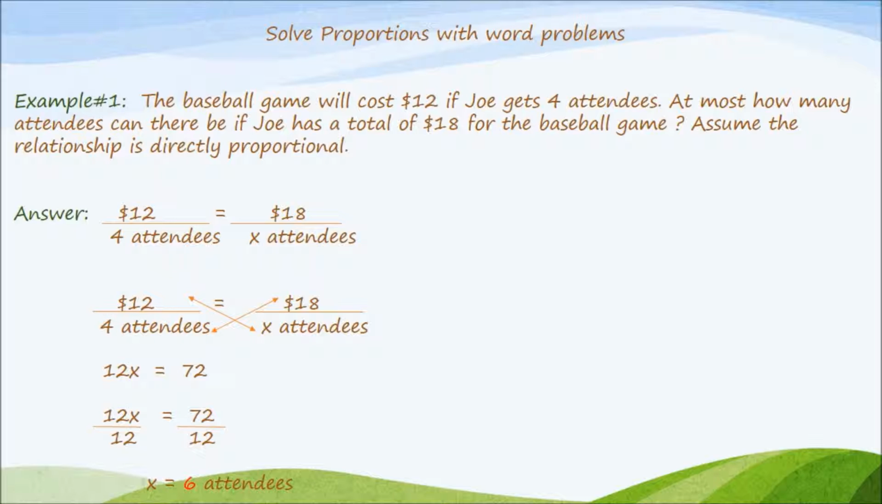Now, we have to solve X by itself. This is the unknown attendees we're trying to find. So let's divide by 12 on the left and the right. So we'll divide 12x divided by 12, of course, which is equal to x. We'll take 72 divided by 12, which is equal to 6. Final answer is 6 attendees.